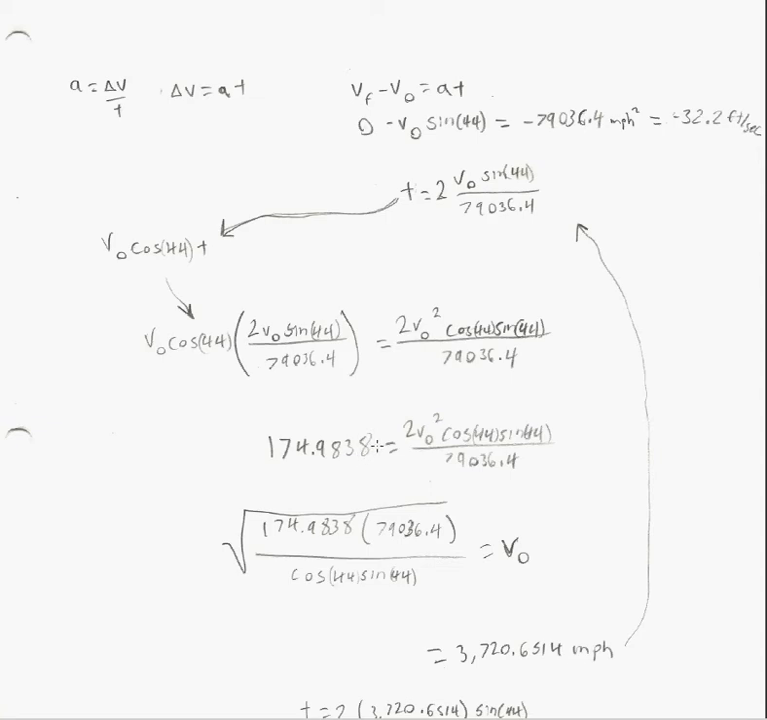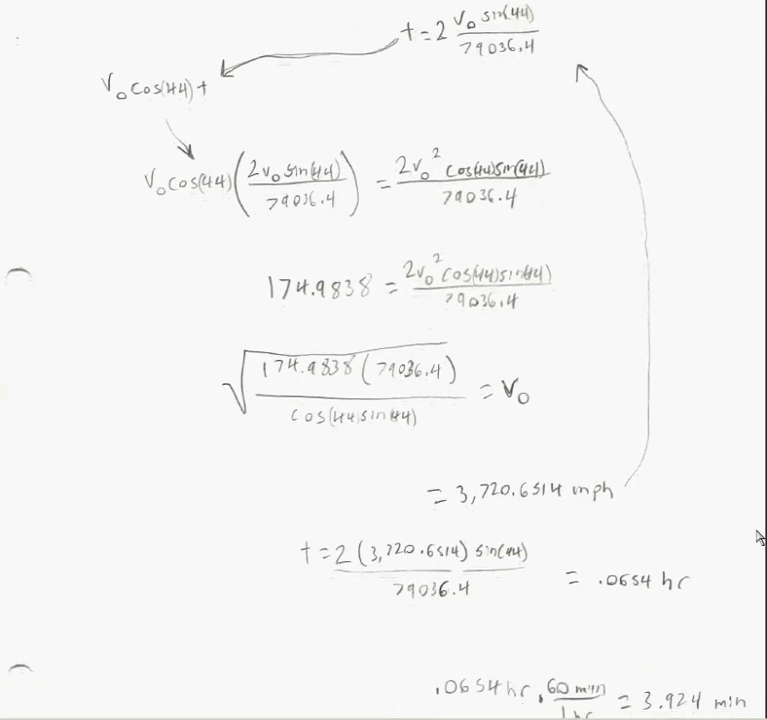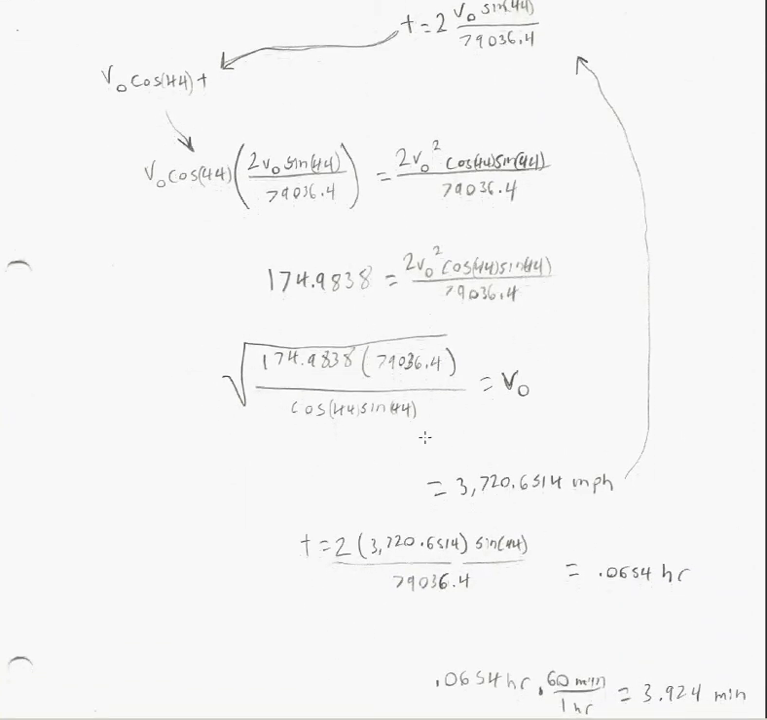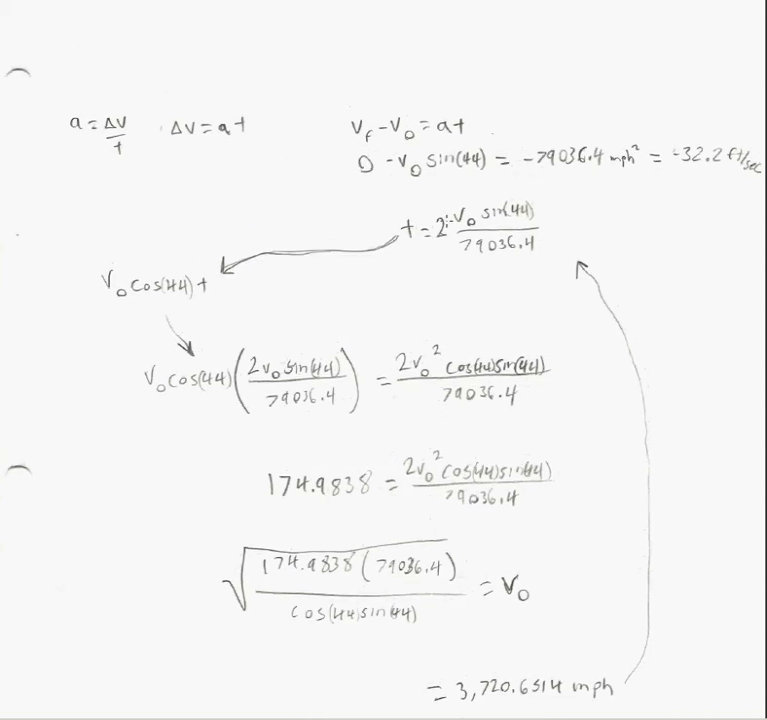and if we set that equal, we want to solve for our new initial velocity, for our rescaled initial velocity. So we get everything, multiply this to this side, divide that, and take the square root, and we'll have our initial velocity here. So it turns out, after solving this here, the initial velocity is 3,720.6514 miles per hour.